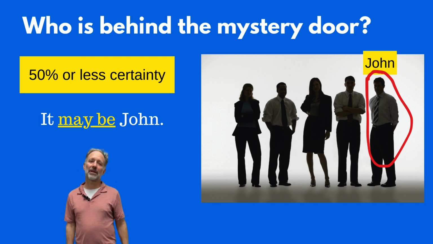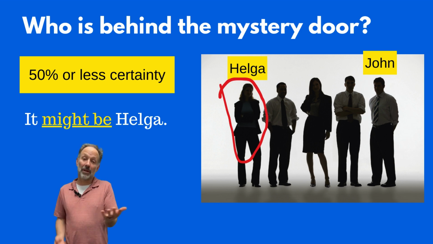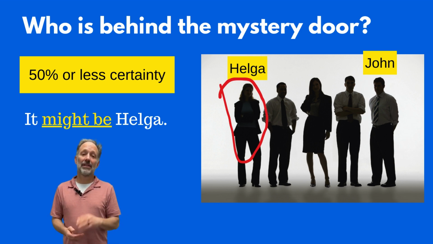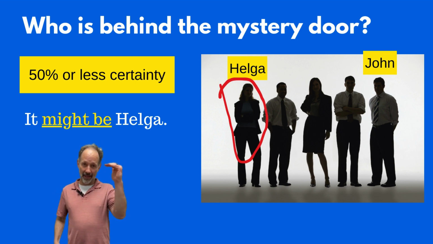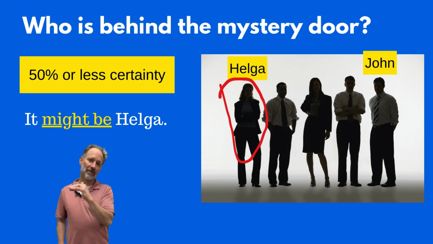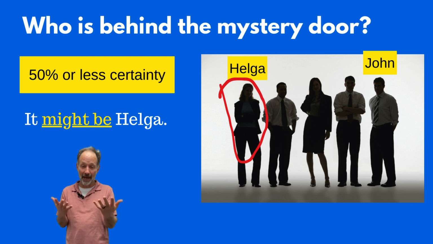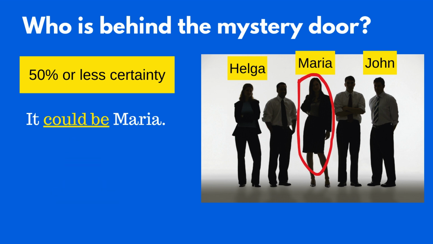So who's behind the door? It may be John. Well, it might be Helga. So sometimes we use may, sometimes we use might. Might plus the base form of the verb, or might plus the verb. It might be Helga behind that door. It could be Maria. Could be John, could be Helga, could be Maria.